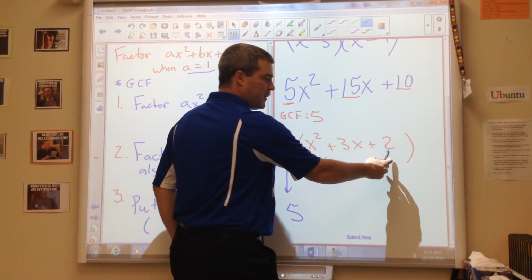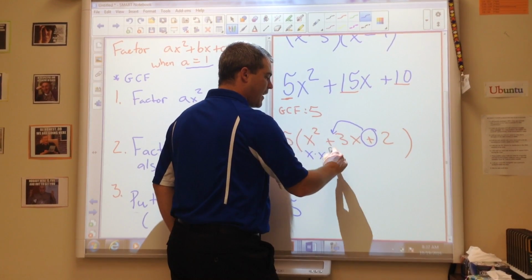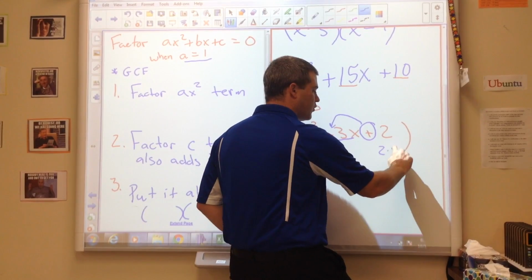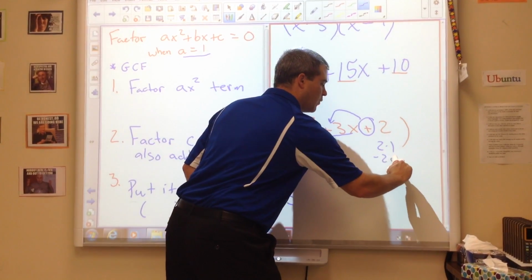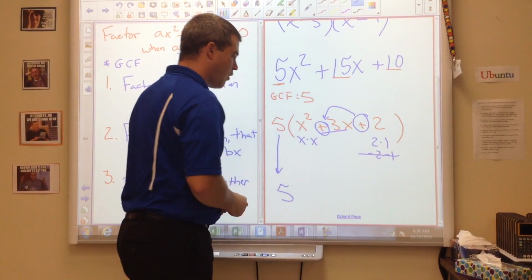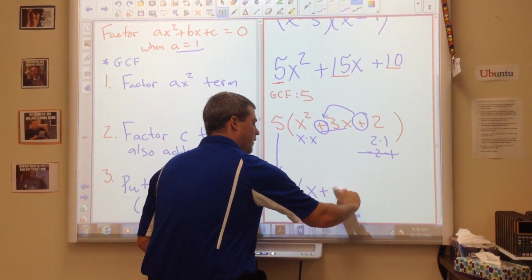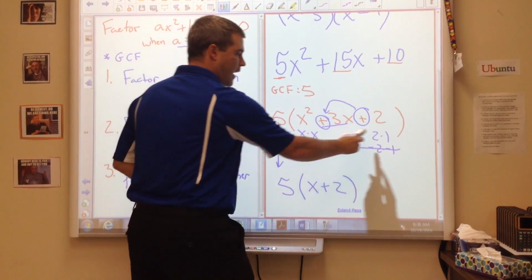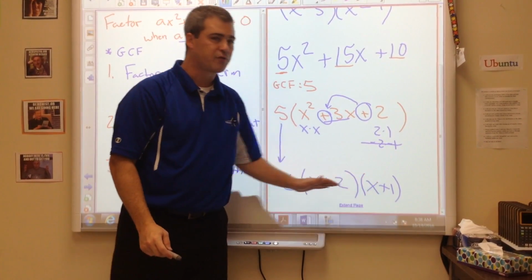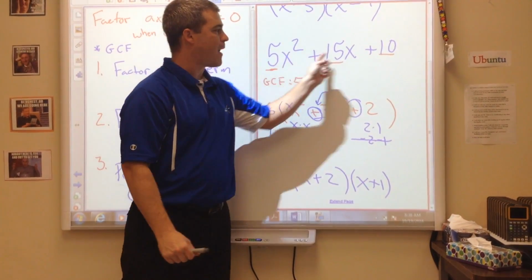And I want to factor my c value 2, and remember that it must multiply to positive 2, but add to be a positive 3. Now 2 is a prime number. The only factors of 2 are 2 and 1, or negative 2 and negative 1. However, being that it must be a positive 3, I know that one's wrong. So x and positive 2 are one of my two binomials, and x and positive 1 is my other. And there is my completely factored term. But if I were to distribute it, I would come back to my original answer.